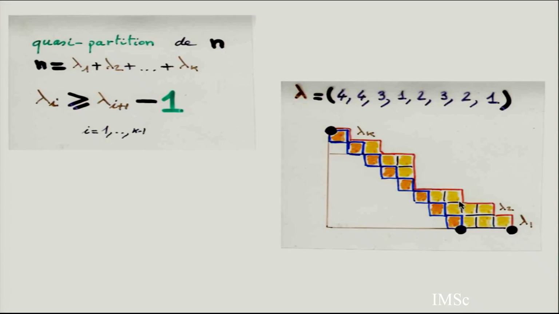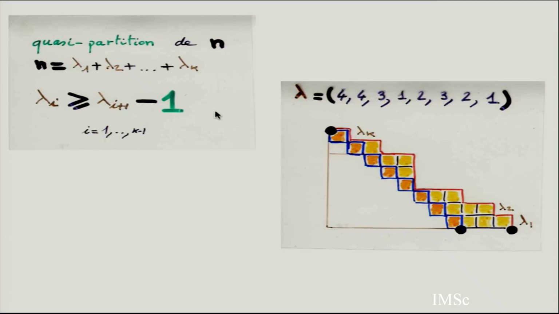In red, you have a border of a Ferrers diagram, and you delete all this. And if you count the number of cells in color, you have 4, 4, 3, 1, 2, 3. So you see, when you go up like this, the number keeps increasing by 1, but cannot increase by more than 1. So this diagram is exactly a visualization of this condition.